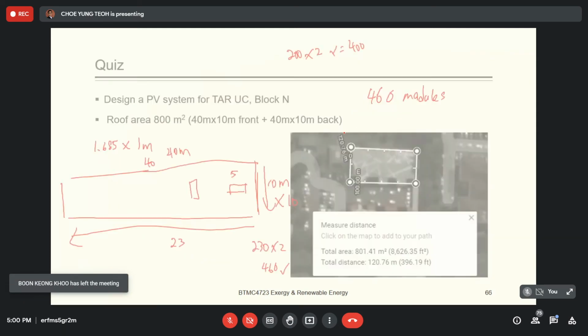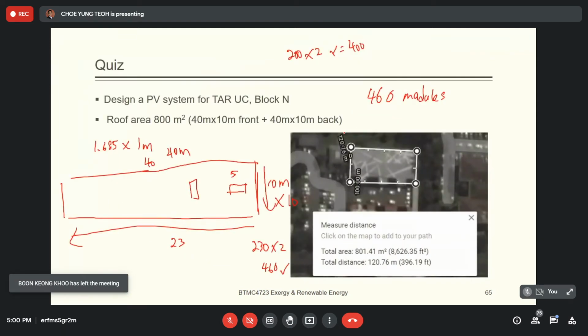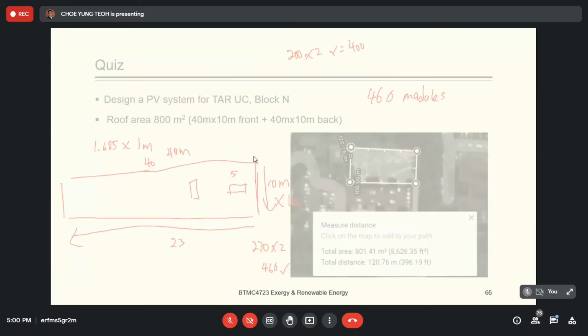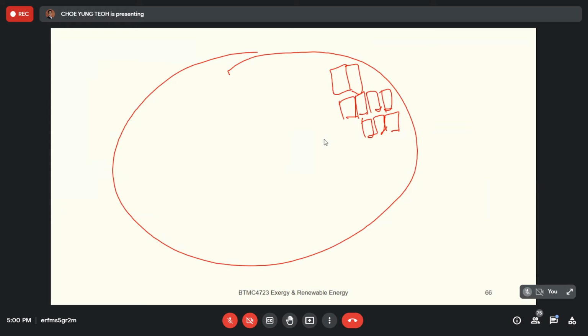Of course, just now I calculated 460 modules. If you want to use a combination of vertical and horizontal panels, then actually you can get more than 460 pieces. Nothing wrong. You just try to fully utilize the space, but we cannot use the total area divided by the area of one panel.